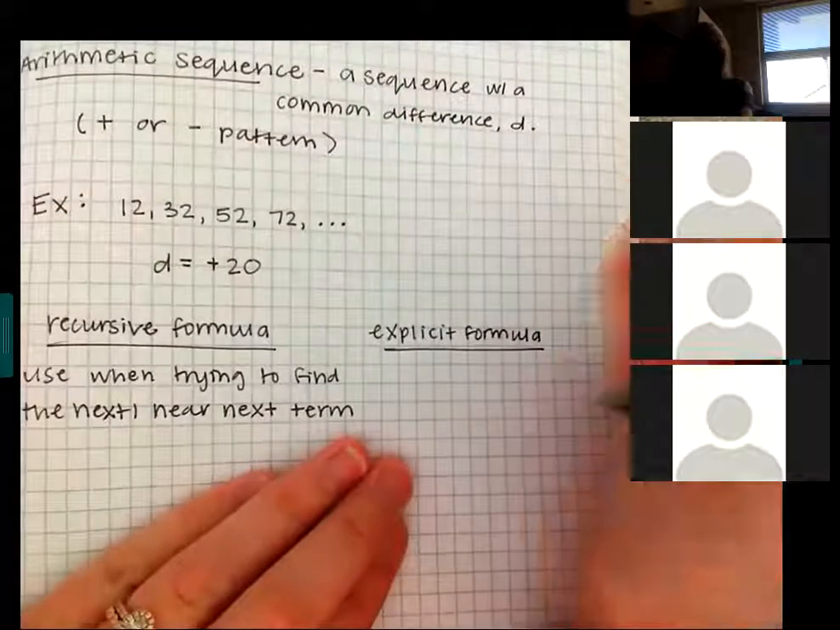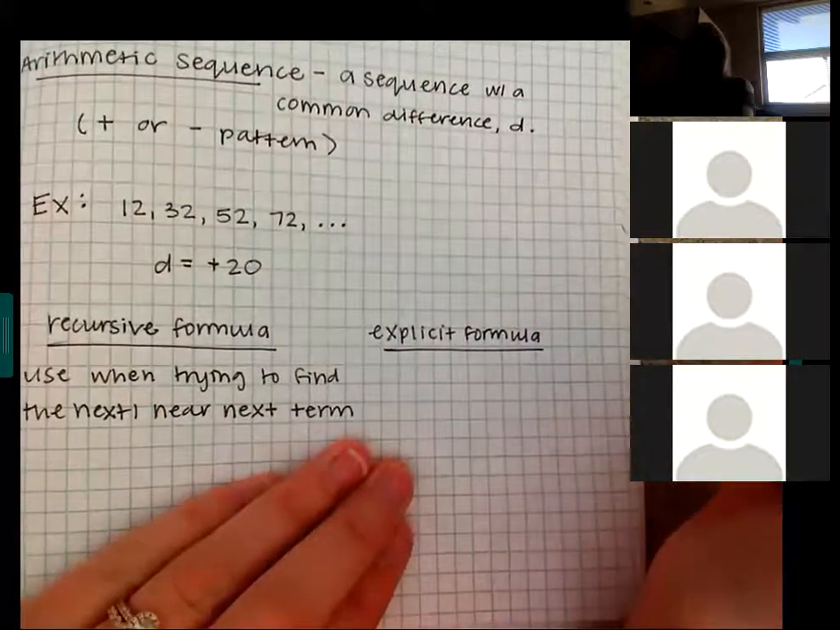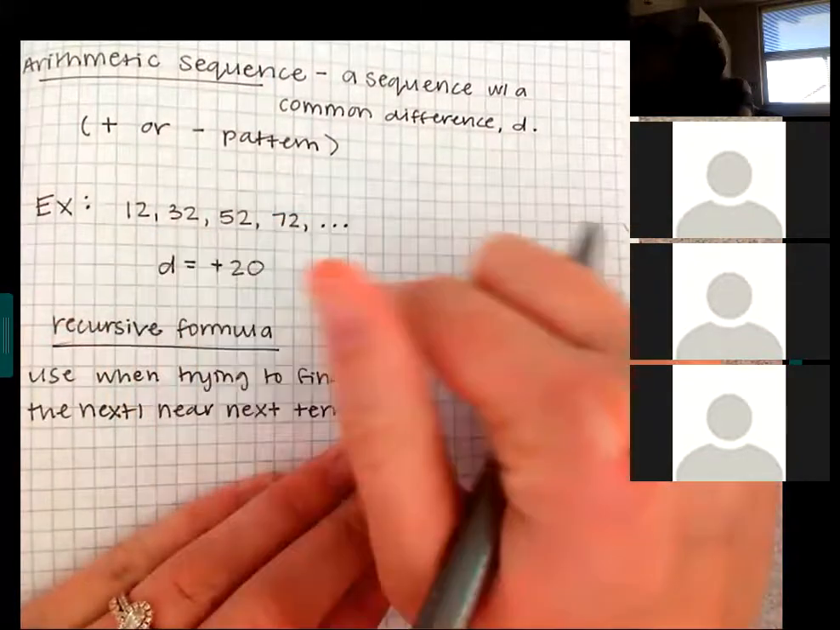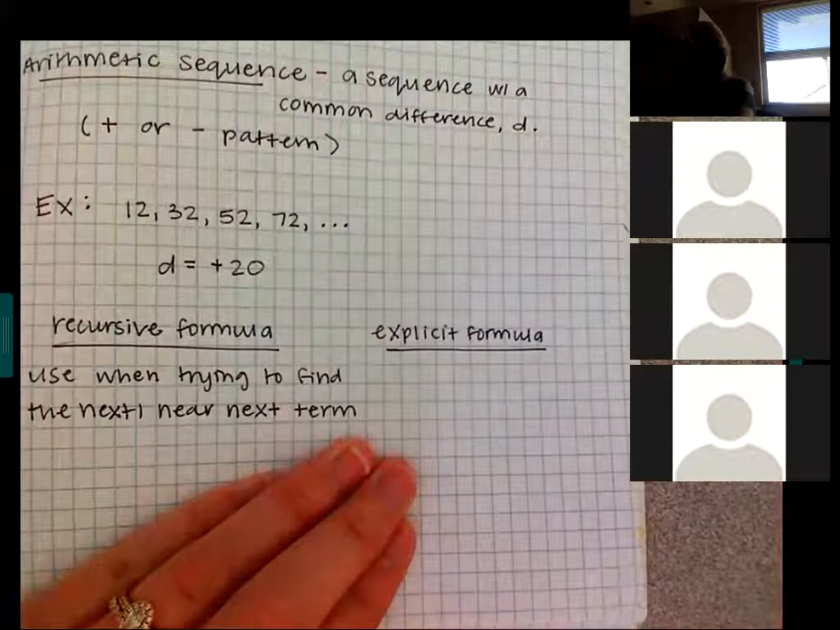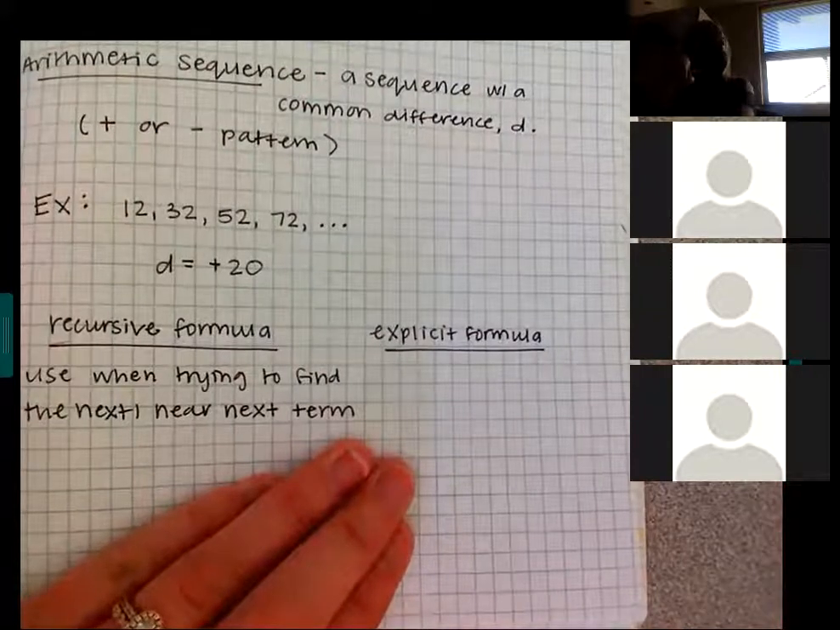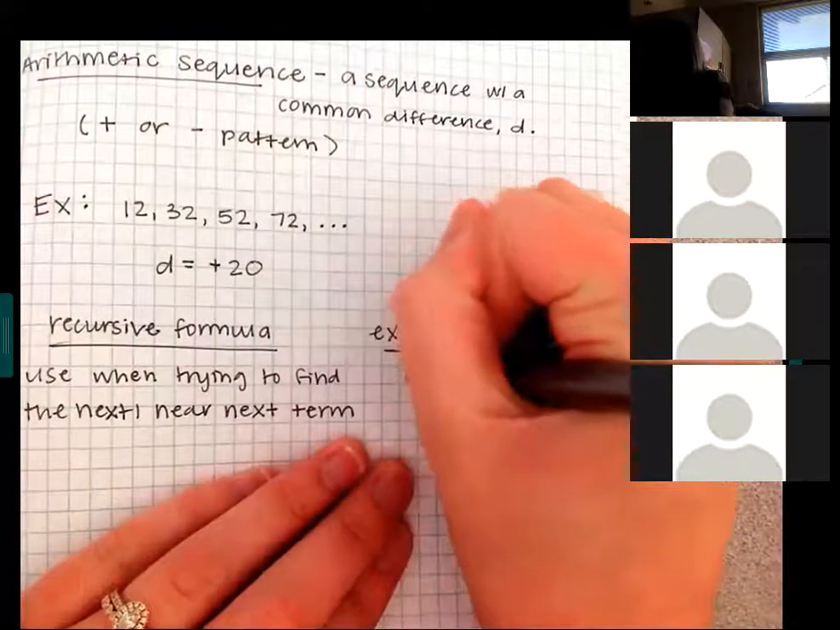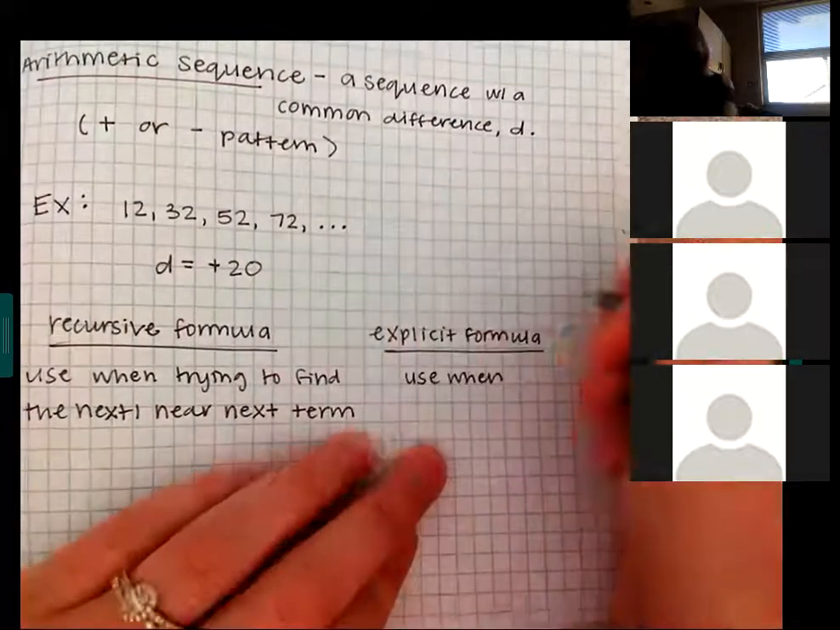All right, explicit formula. You're going to write an equation that represents this sequence and then plug in whatever term you want to find. Does that make sense? So we use this when we need to find a large term.